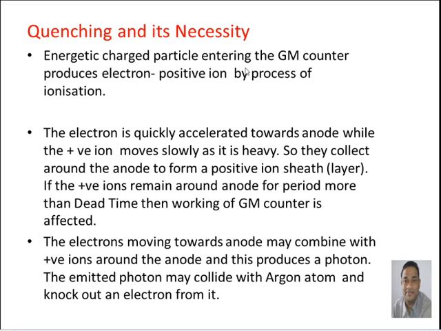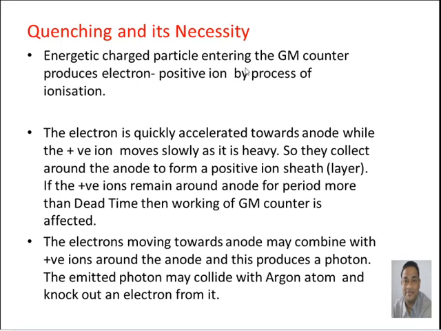If the positive ion sheath remains around the anode for a period more than the dead time, then the working of the GM counter is affected. The electrons which are moving towards the anode may combine with the positive ion, and we know that whenever a positive particle and a negative particle combine with each other, there is annihilation, meaning destruction, and in that process a photon is given out. So when the electron combines with the positive ion around the anode, it produces a photon.